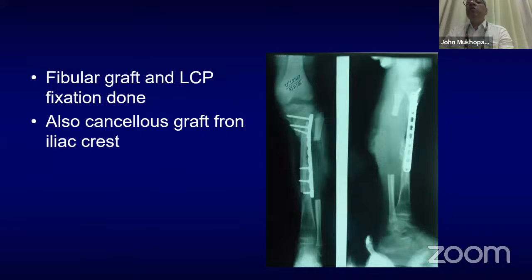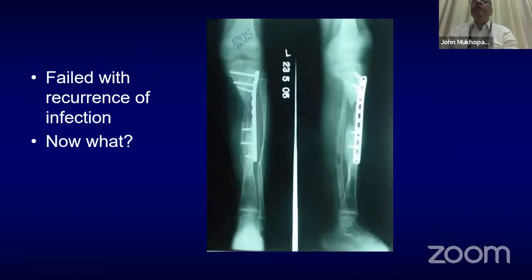So we used this locking plate. There was the fibular graft, and we put it down and also put iliac crest graft, cancellous graft at the two ends to help with the union. Now, unfortunately, this caused the infection to flare up again, and we ended up having to take out everything.